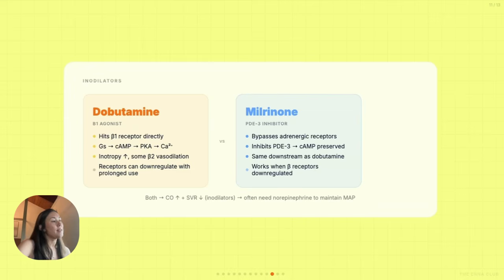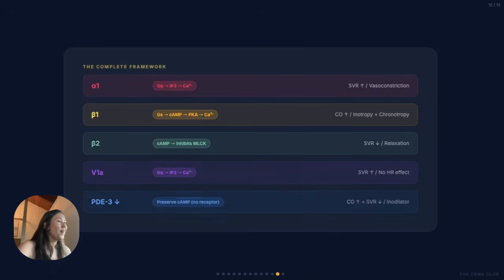But because it bypasses adrenergic receptors entirely, milrinone keeps working even when those receptors are downregulated after days of beta agonist exposure. So that's why it's useful when somebody has been on dobutamine for a while. In vascular smooth muscle, elevated cyclic AMP inhibits contractility. So both drugs vasodilate. That's why they're called inodilators, and often why you need norepinephrine running alongside them to keep your MAP from falling.